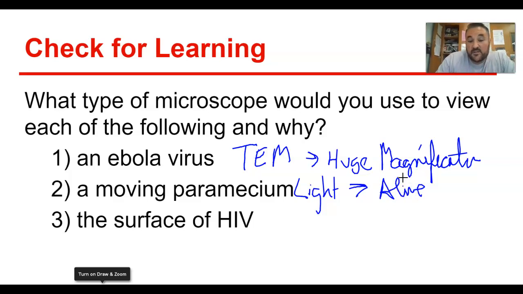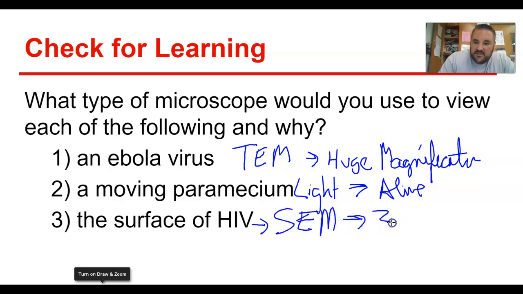And then if you're looking at the surface of HIV, HIV is the virus that causes the disease AIDS. If you're looking at the surface, you typically are going to make a three-dimensional model, and that's the SEM or scanning electron microscope, and that's because it's 3D.